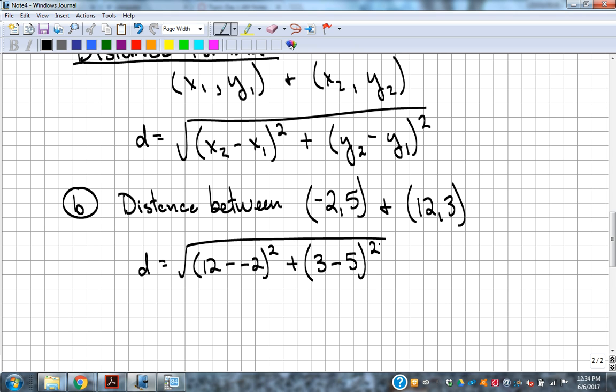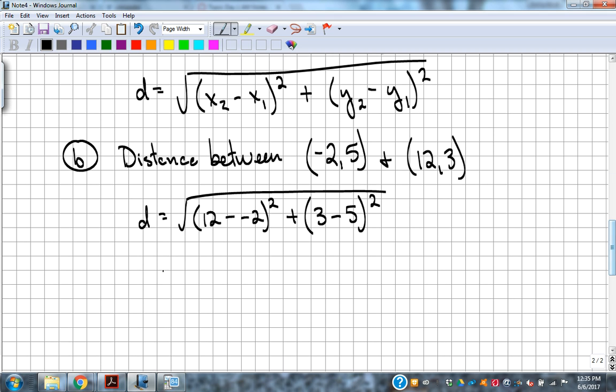The good thing about the distance formula is with those squareds in there, you can't mess it up as long as you put x's together and y's together. That no matter whether you did 12 minus negative 2 or negative 2 minus 12, it's going to get you the same answer once you square it. Because it's the distance between those. It's not necessarily what the value of the numbers are.